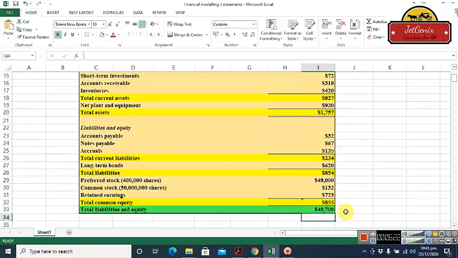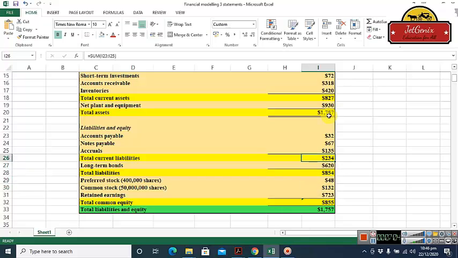So now you have the, sorry, I think I have committed a mistake. Yes, I have committed a mistake, and that is I have written 48,000 here instead of 48 only. So let me write 48. You see now, here the total liability and equity of this company is 1,757 million, and the total assets are also 1,757 million, okay.